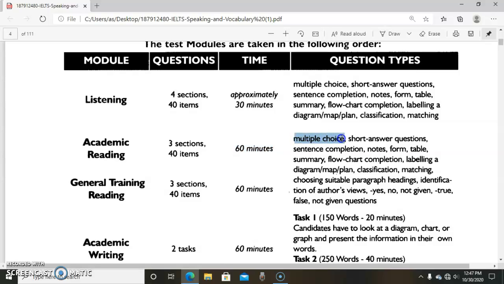That will be multiple choice questions, short answer questions, sentence completion, notes, form, table, summary, flow chart completion, labeling a diagram, map, plan, classification, matching, choosing suitable paragraph headings. Then there is another one, identification of the author's views. That means inference: yes, no, not given, true, false, not given kind of questions will be asked. You should be familiar with the reading question types during your preparation.